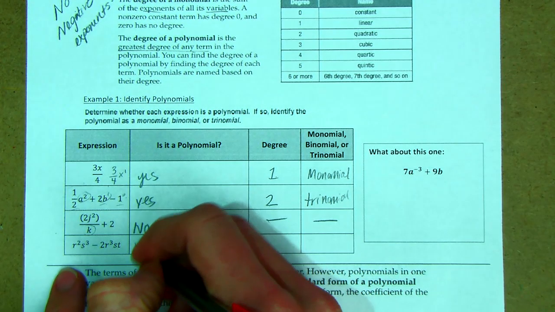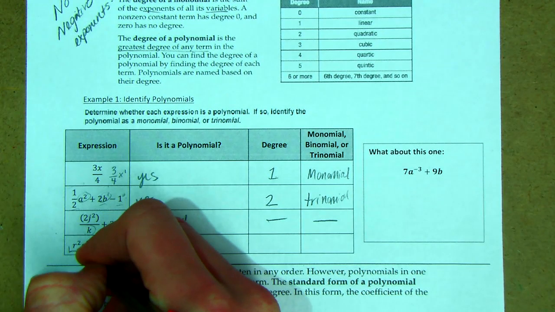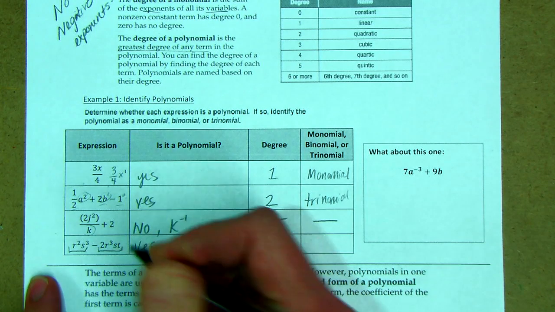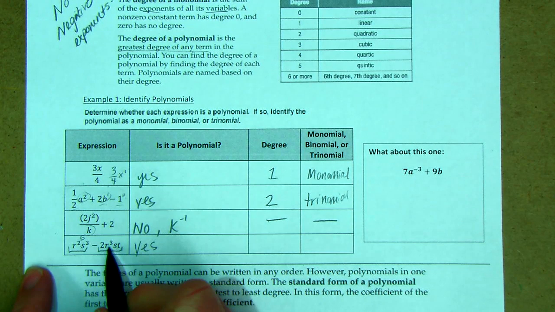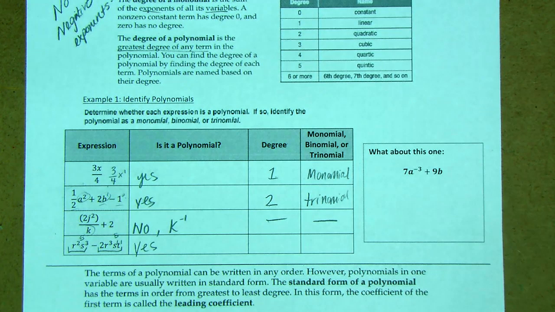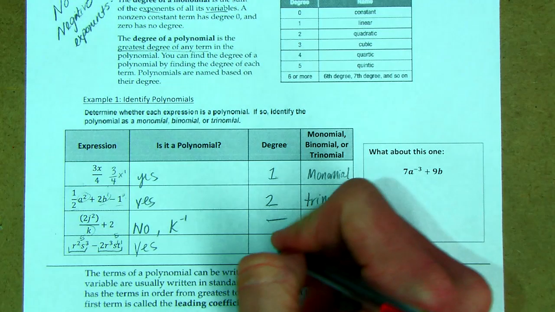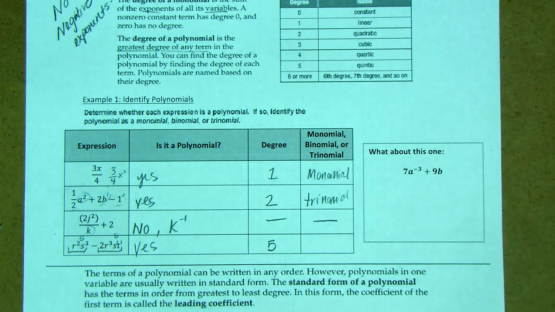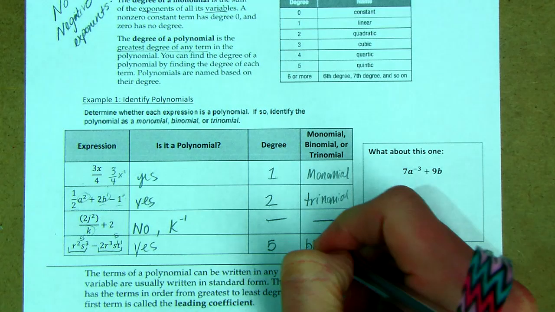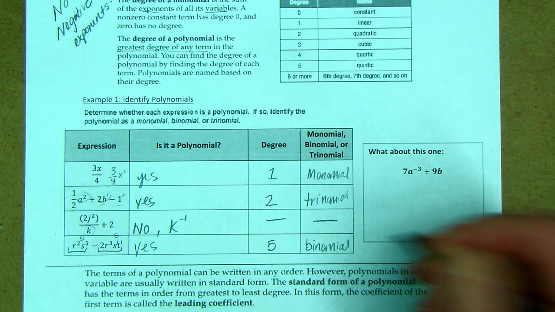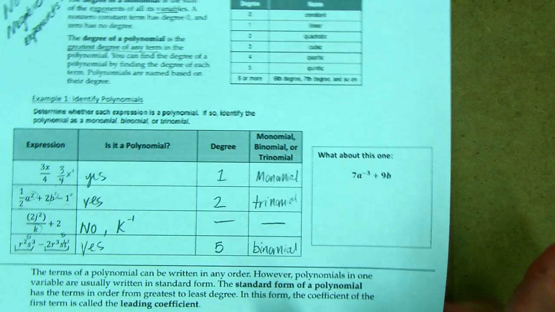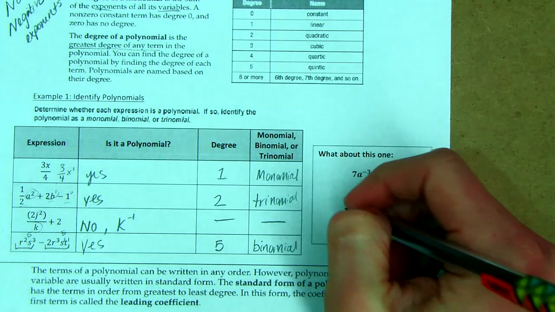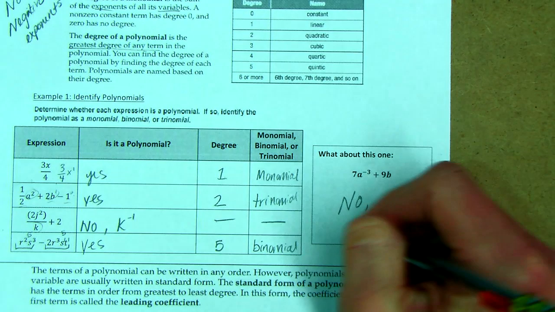So the degree of this first term would be 2 plus 3, or 5, and this one would be 3 plus 1 plus 1, also 5. So they're both 5, so obviously the biggest is still 5, and it is a binomial. Okay, what about this one over here in the box? Is this going to be a polynomial? And the answer to that is no, because it has that negative exponent for a.